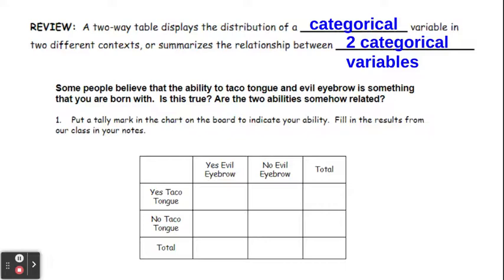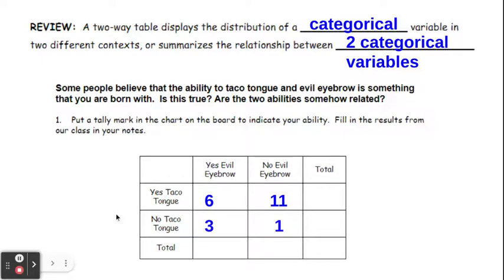Anyway, we're going to suppose that we have a class with 21 students. And so students would put tally marks on the board to indicate each of their abilities. For example, if you are able to do both of those, taco tongue and evil eyebrow, you would put a tally mark in this upper left box in the table. If you can do the taco tongue, but you can't do the evil eyebrow, you would put a tally mark in this upper right box. So each of those boxes represents a different combination of those abilities.